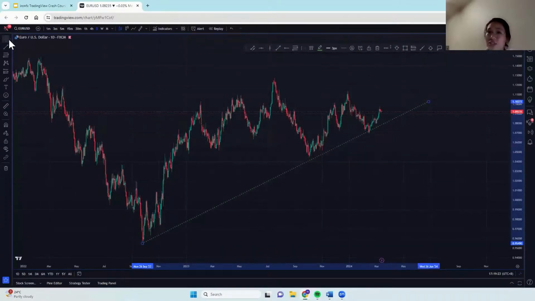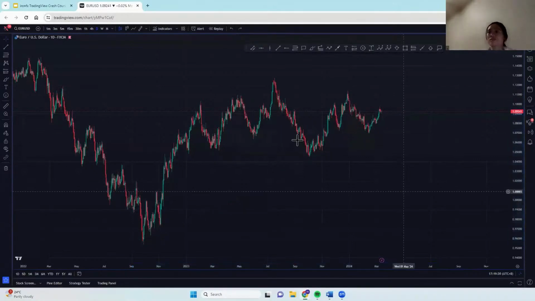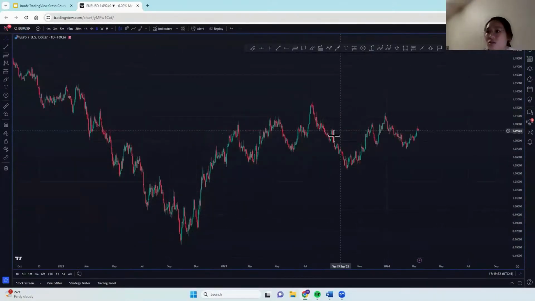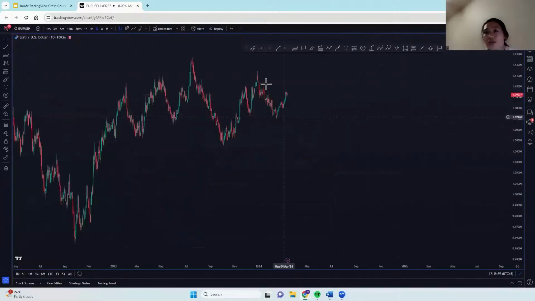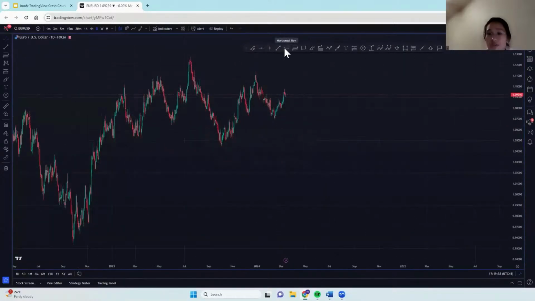Okay, this is not a valid trend channel or trend line because we don't have 3 touches on this line here. So we can see prices are definitely moving in an uptrend. So let's go in with some support and resistance levels. For those, we will use the horizontal rays.